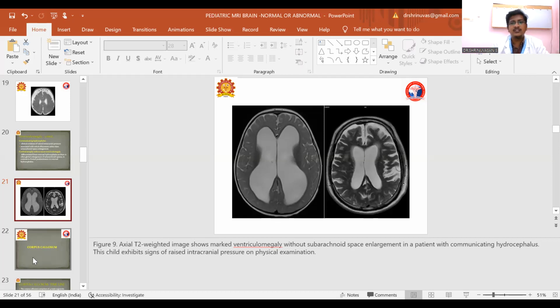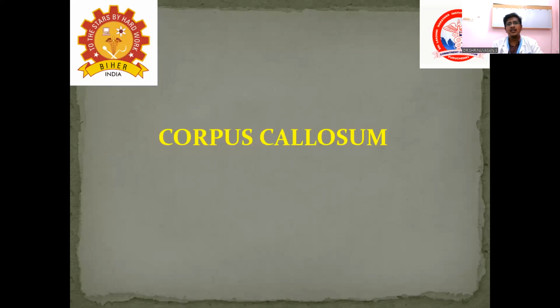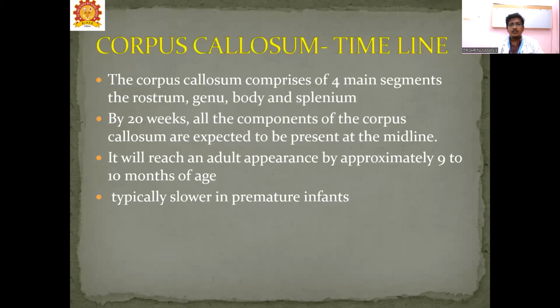Next we will go to the third question, that is the corpus callosum. As I told you, the corpus callosum is a band of white matter which connects both cerebral hemispheres. It has four main segments: the rostrum, genu, body and splenium. By 20 weeks, all the components of the corpus callosum are expected to be present at the midline.